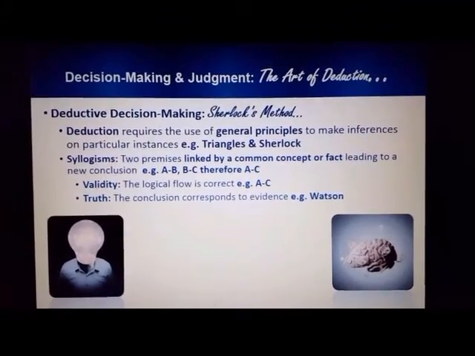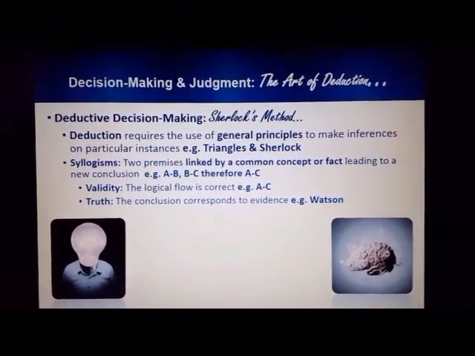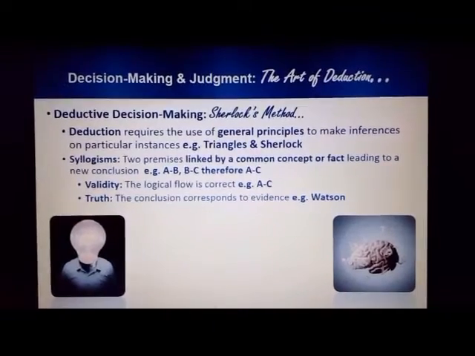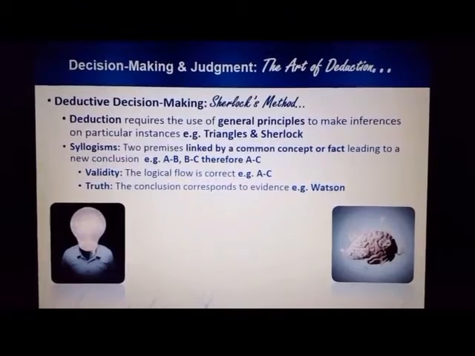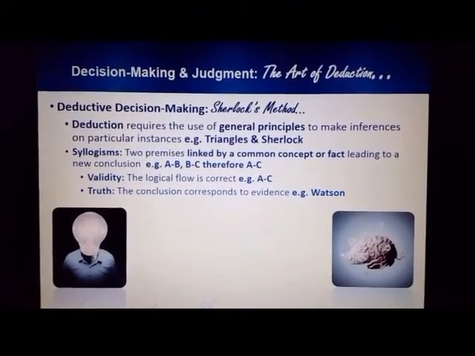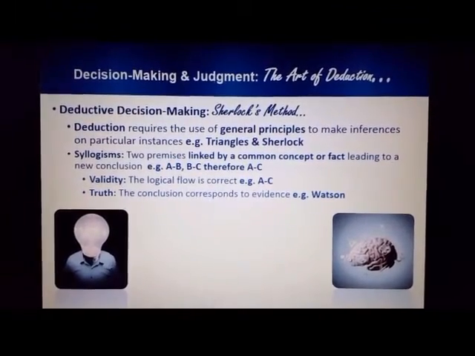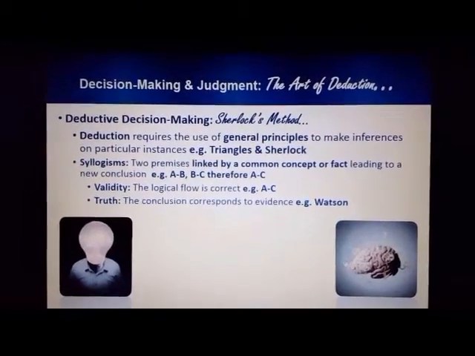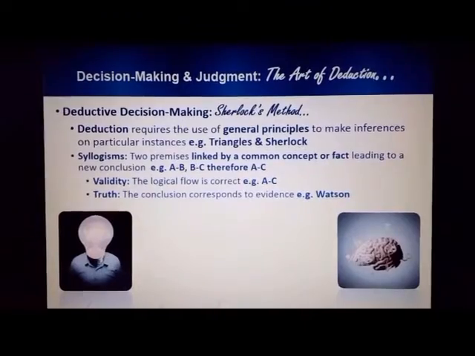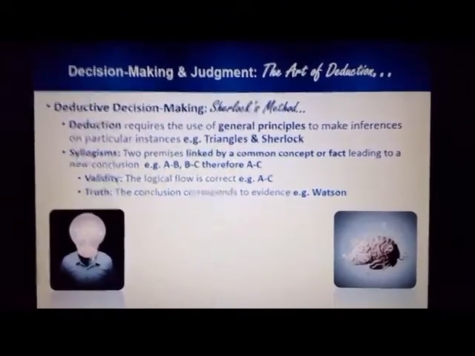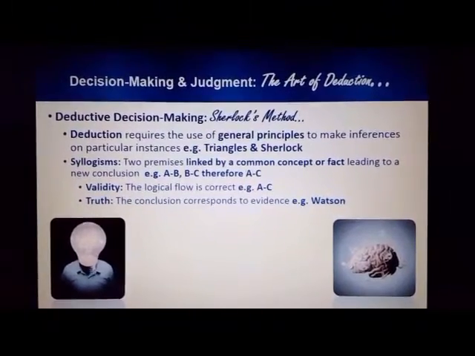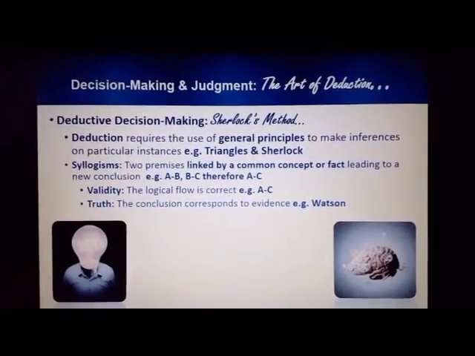Truth, however, is a different story, because I can make an argument valid without making it true. I could say that all penguins are robbers. All robbers are mathematicians. Therefore, all penguins are mathematicians. Logically, the flow makes sense, because the two premises link up, but that statement is far from true and utterly ridiculous. Unless, of course, Sherlock could tell us differently.